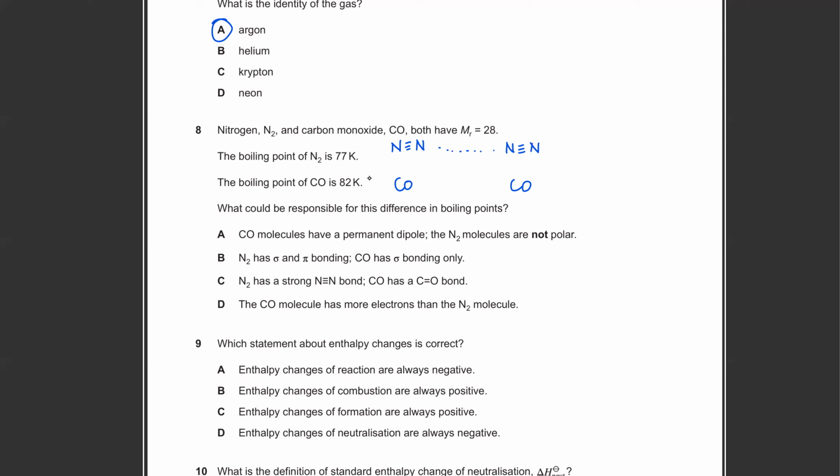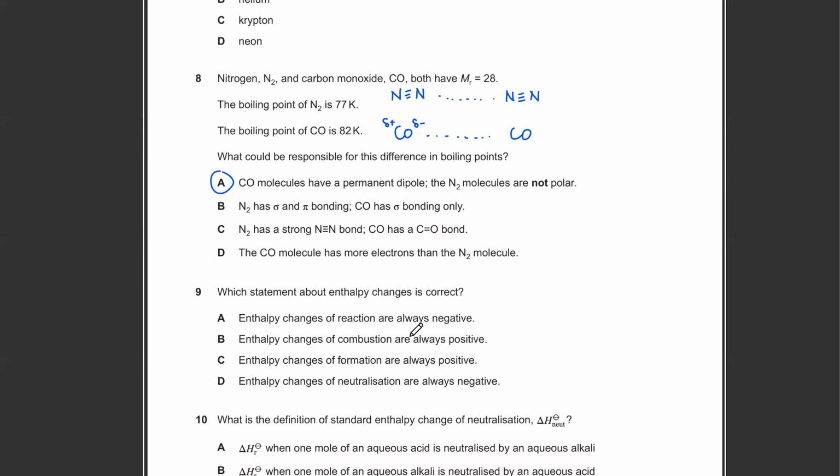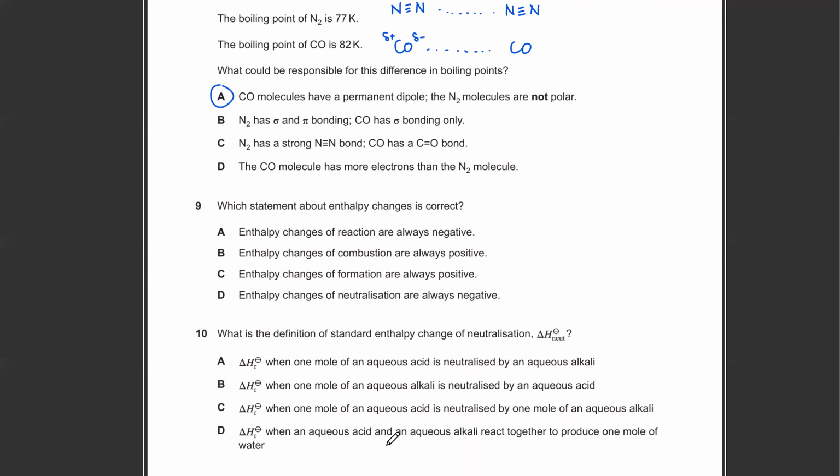N2 has induced dipole forces. CO has both induced dipole and permanent dipole, because CO is polar because oxygen is more electronegative. So this one is going to be slightly negative, this one would be slightly positive, so it's going to be polar as well. So which one is the correct one? It's A, right? Because the others, yep, they also have the same number of electrons, so the Mr is the same. That means they're going to have the same van der Waals forces, but one of them is going to have permanent dipoles.